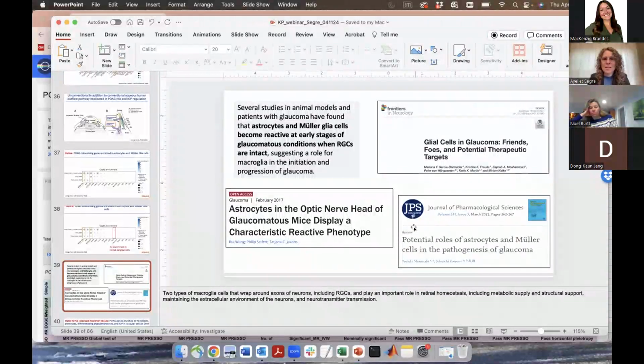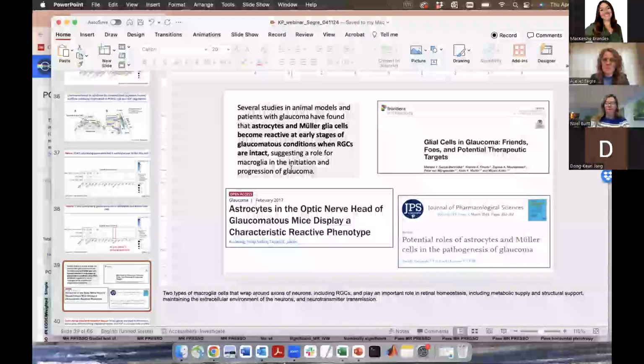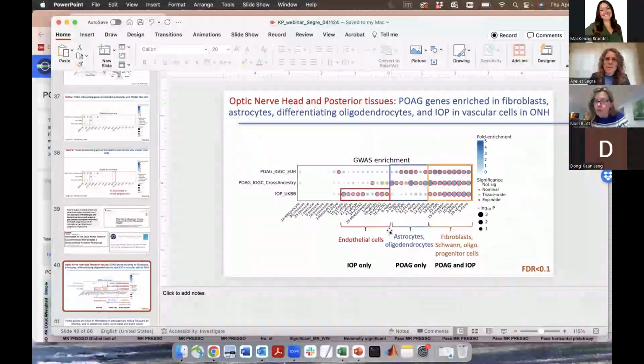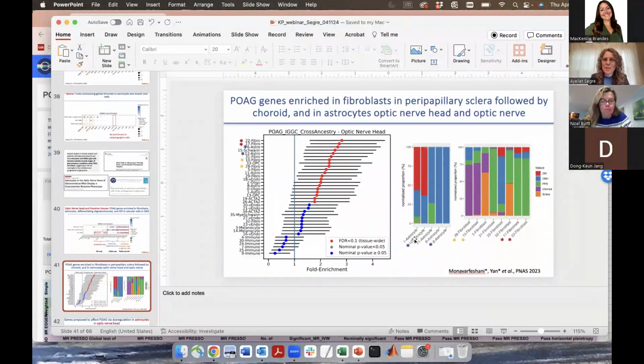And the astrocytes and Mueller glia cells have been shown to be reactive at early stages of glaucomatous conditions when the RGCs are still intact from various studies in mice and others. Looking at the optic nerve head and posterior tissues, we saw enrichment of the POAG-only genes in astrocytes and oligodendrocytes, the IOP-only genes in endothelial cells, and genes that are associated both with POAG and IOP in fibroblasts, in Schwann cells, oligodendrocyte progenitor cells.